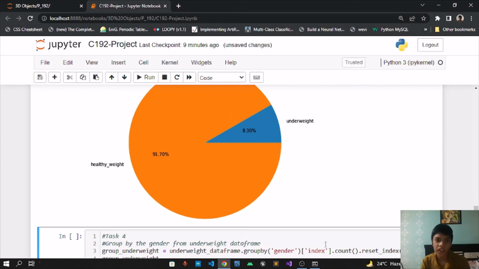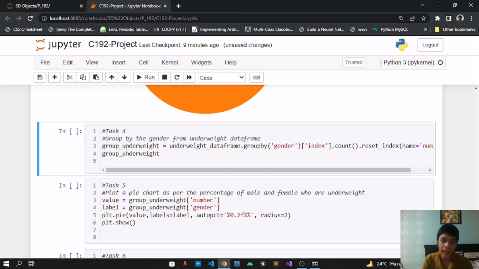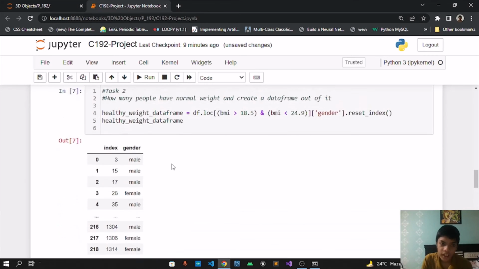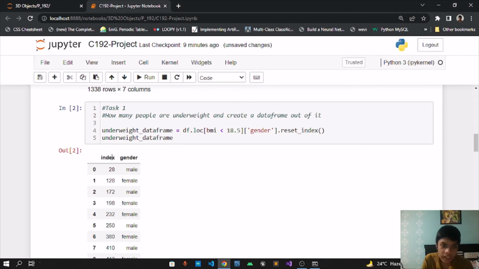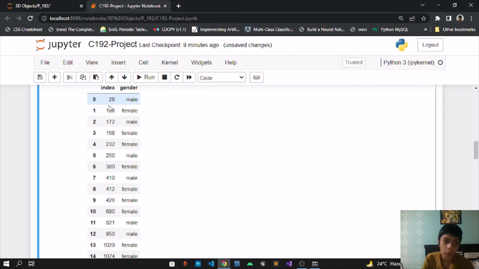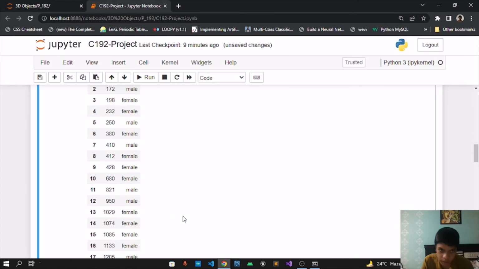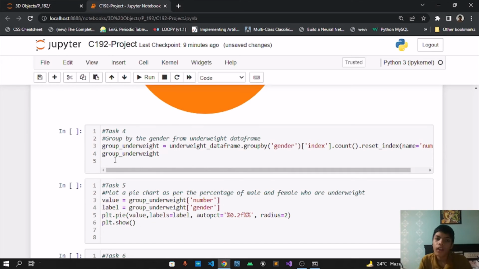So we can say according to this data set, people are healthy. So our task 4: group by the gender from the underweight data frame. So we got the underweight data frame here, and we have the index number and gender. If we group by gender, it means how many males and how many females are there who are underweight. So that's what they are asking. We are going to do it in this very simple code: underweight data frame dot group by. We are going to use the group by function.